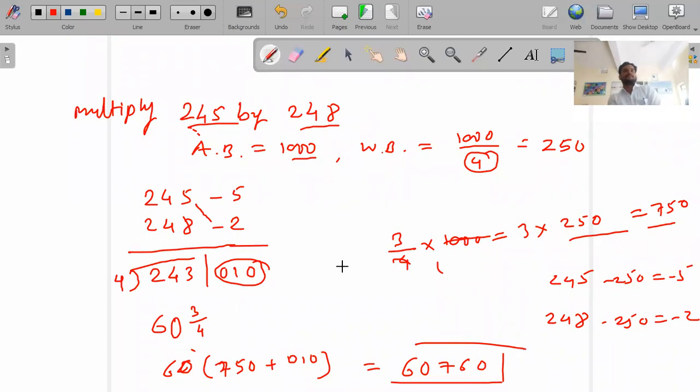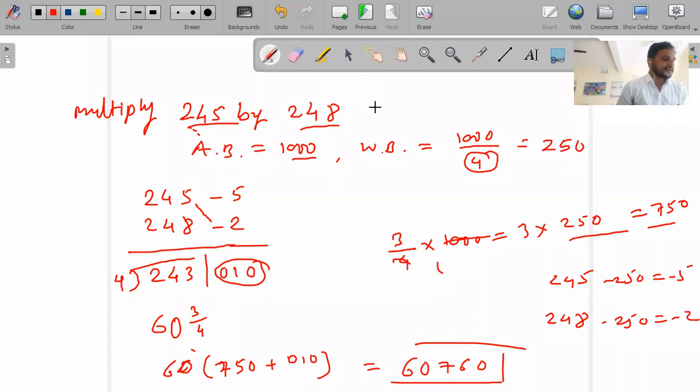Yes, it means you can multiply any two numbers using this base method. You have to fix the actual base, and you have to fix the working base. Why am I doing these things? Because both the numbers are far away from 100. So I have to make a base in such a way that it will be near to both the numbers. That's why I have to do these things. Okay.